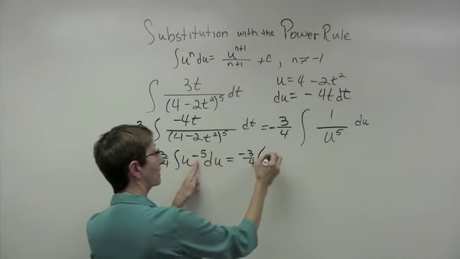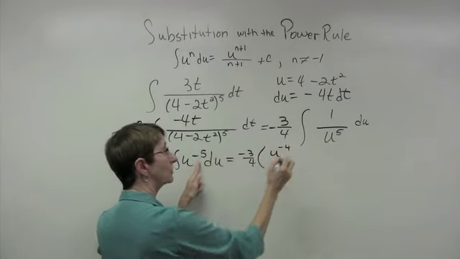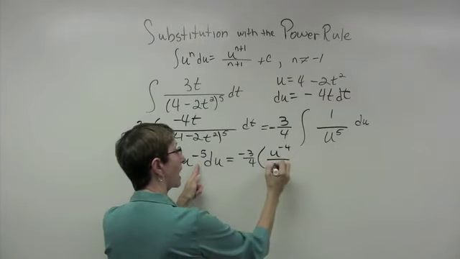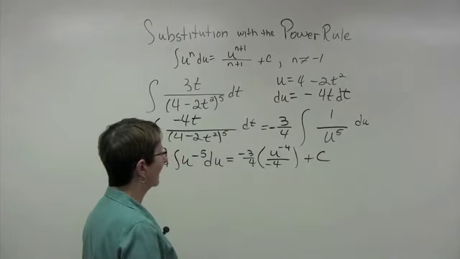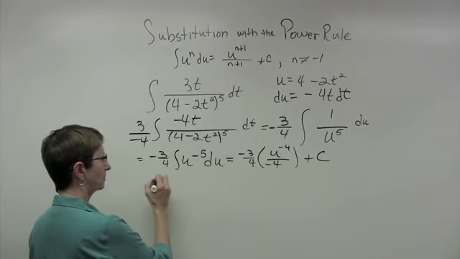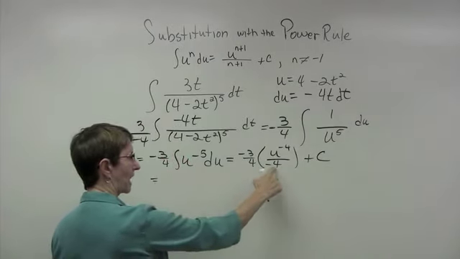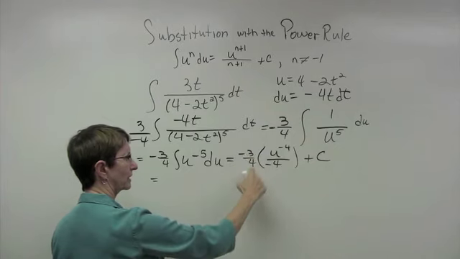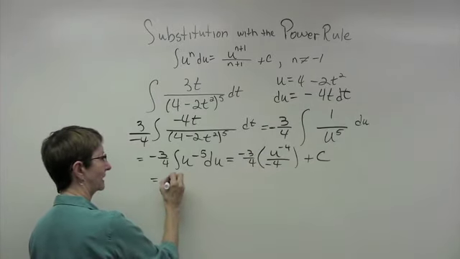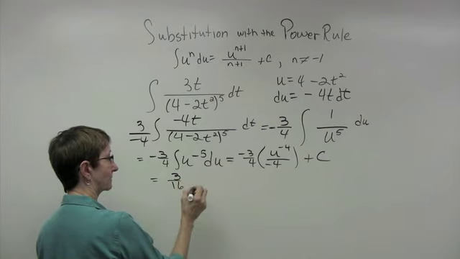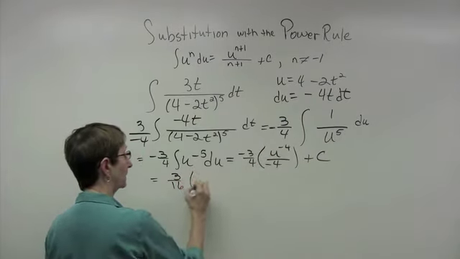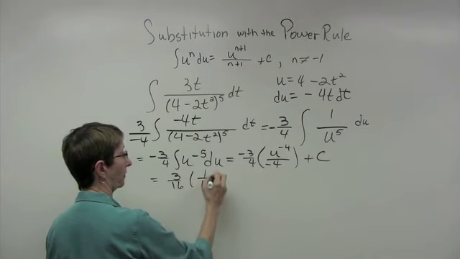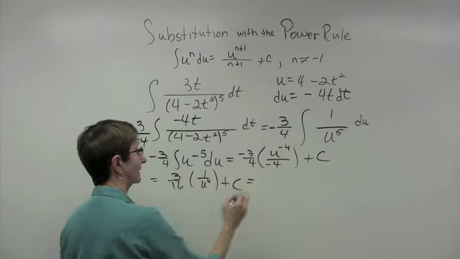For u to the negative 5th, you add 1, makes it u to the negative 4 over negative 4 plus c. And I'll simplify that a little bit. Let's put the constants together. A negative 3/4 times 1 over negative 4 is negative 3/16. That gives me 3/16. My u to the negative 4 would be 1 over u to the 4th plus c.